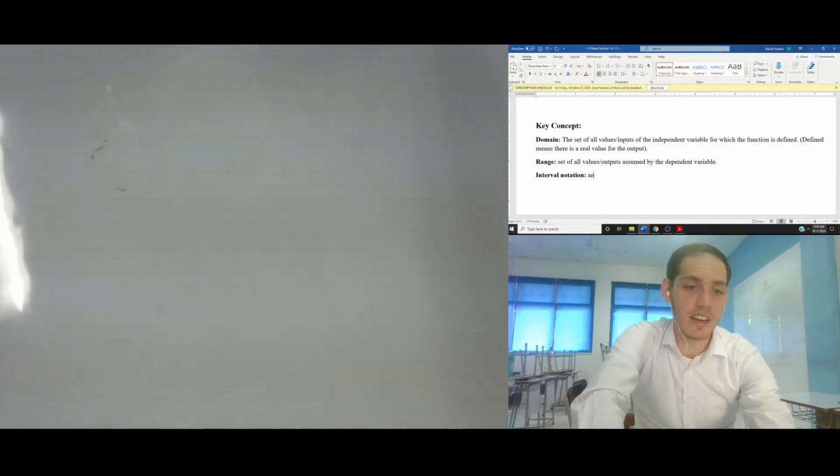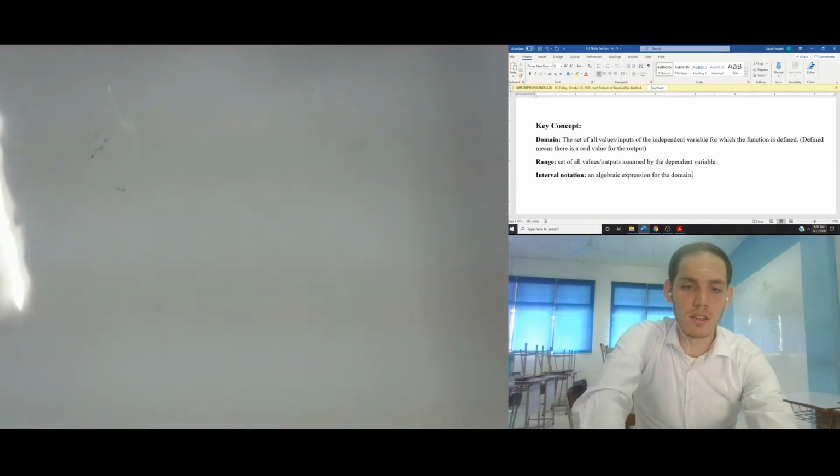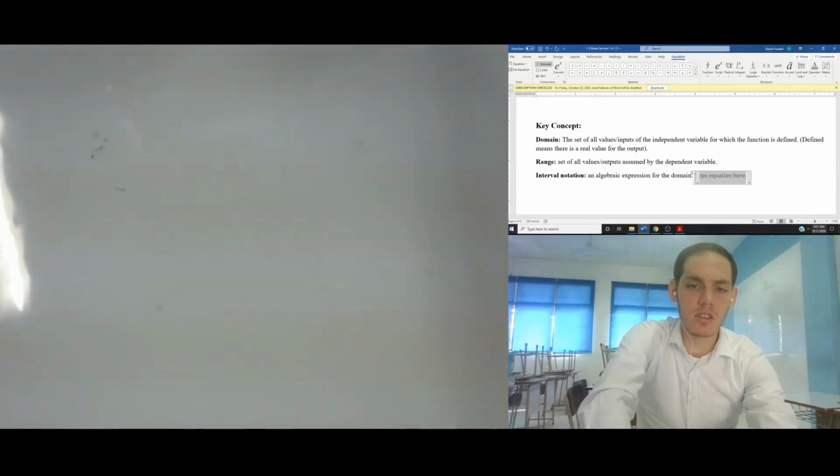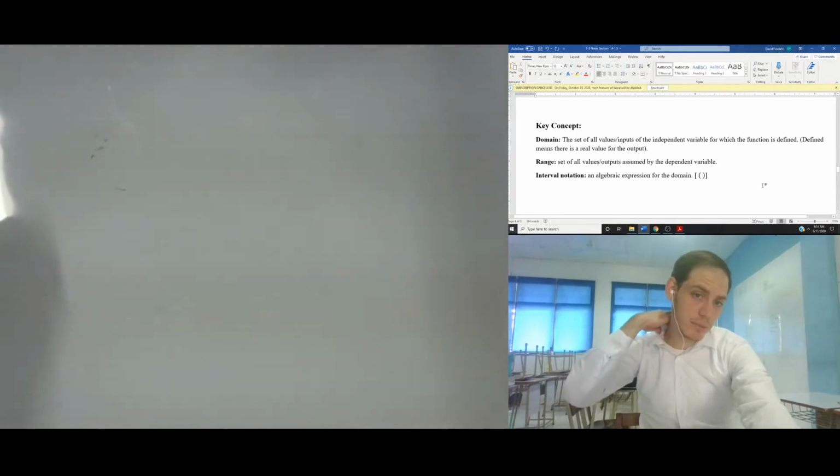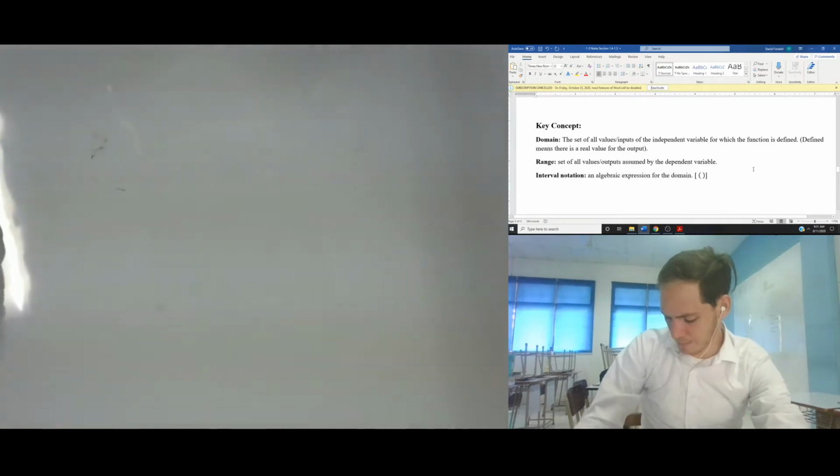basically it's an algebraic expression for the domain. It's written with either a box or a loose, comma, a loose or box. Now I'm going to explain that later. So interval notation is a way of writing our domain. It's expressing it as a set of numbers, but we'll talk about that.